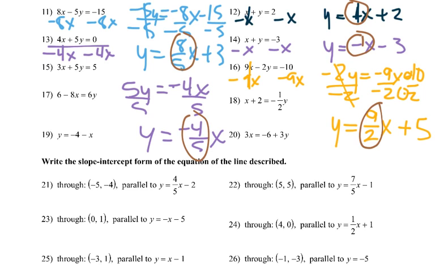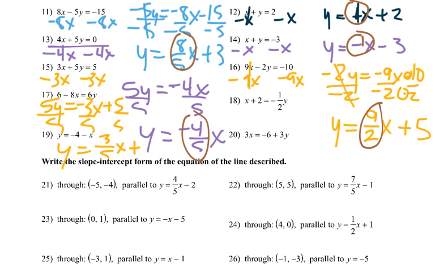For 15, we subtract 3x, so we get 5y equals negative 3x plus 5. Divide by 5, and we get y equals negative 3 fifths x plus 1. So my slope would be negative 3 fifths.